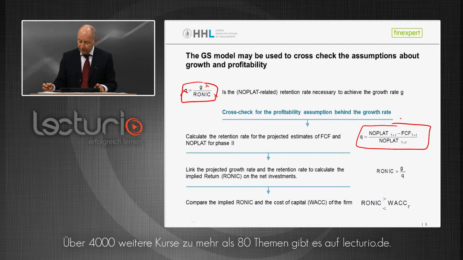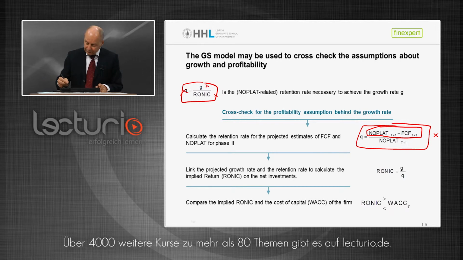So we know here in phase number 1 the earnings figure of the last year and the free cash flow, and the difference between the two is the absolute amount retained divided by the NOPLAT. That is the percentage ratio, the retention rate that is set aside to acquire new assets. This can be applied and calculated based on the valuation report.